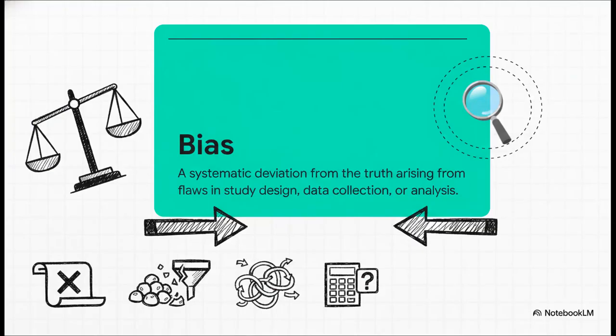Here's the more formal definition you'll find in the book. Bias is any systematic deviation from the truth that crops up because of flaws in how we design a study, collect the data, or analyze it. But that word systematic is the absolute key. We're not talking about a fluke. We're talking about a repeatable error that's baked right into the process, always nudging the results in a misleading direction.